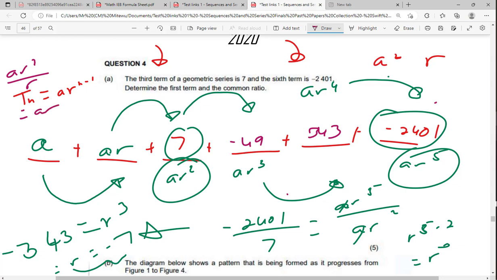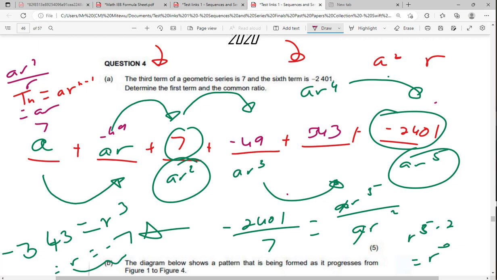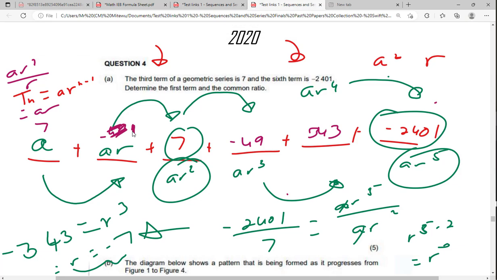That's what I do. So 7 divided by r, that's going to give you negative 49. No, that does not seem right. 7 divided by negative 7, isn't it? Yeah, okay, I was so confused. Negative 1. And then negative 1 divided by negative 7 should give you 1 over 7. Okay, cool. And you've answered the question.